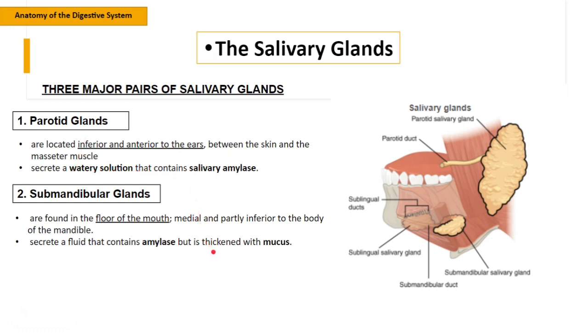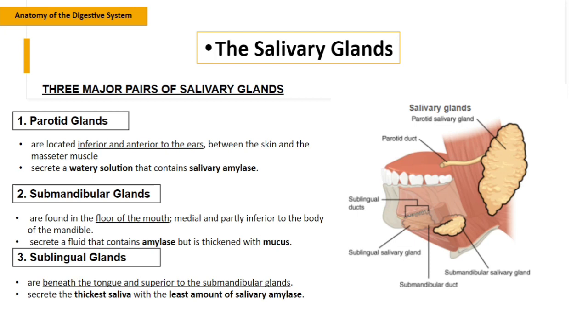Dito naman kay submandibular gland, it is already thickened with mucus. Please do take note para hindi makalimutan, submandibular gland, letter M, mandibular, letter M for mucus. I repeat para hindi makalimutan, submandibular gland, mandibular, letter M din na amylase, but it is with mucus. Okay? Then another major pair of the salivary glands is your sublingual gland.